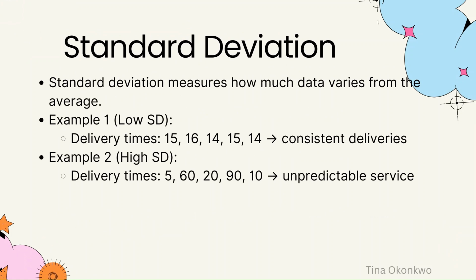This means your standard deviation is low, deliveries are reliable, and customers are happy. Now imagine your delivery times are 5, 60, 20, 90, and 10 minutes. These are all over the place. This means your standard deviation is high, which means unpredictable service. What does this tell us? Low standard deviation equals happy, consistent service. High standard deviation equals you might need to fix delays to improve customer satisfaction.